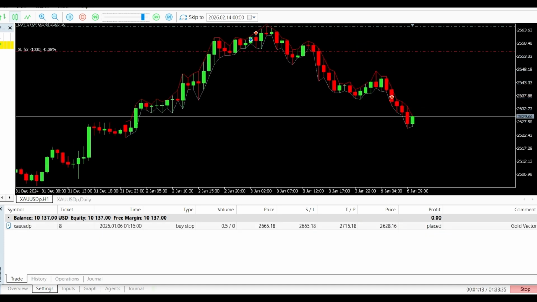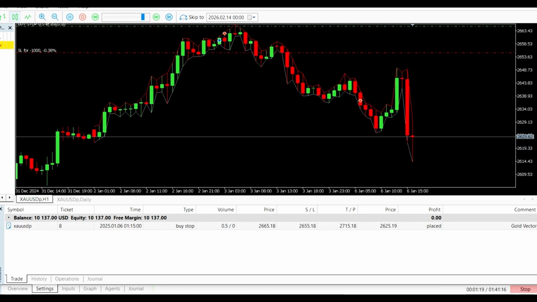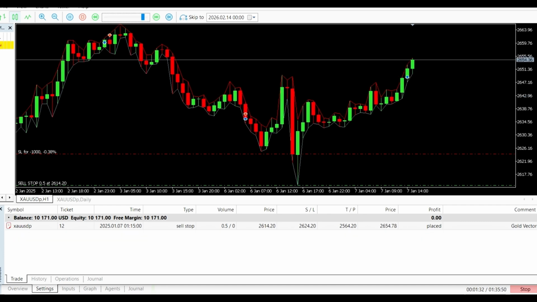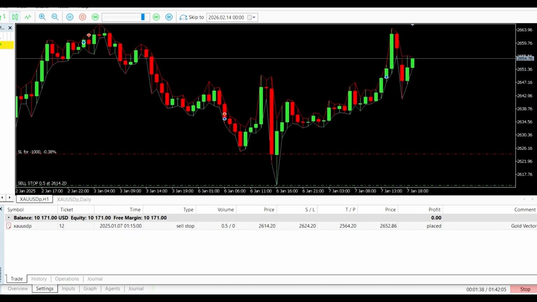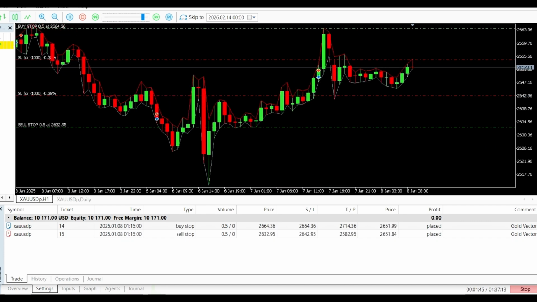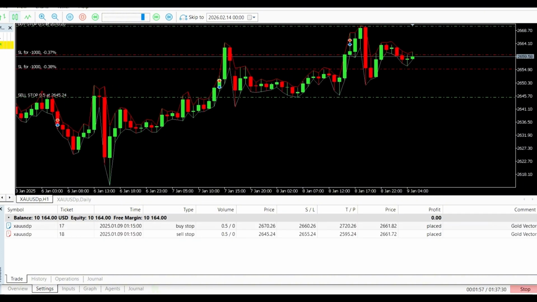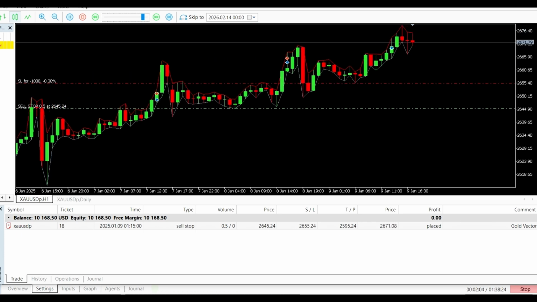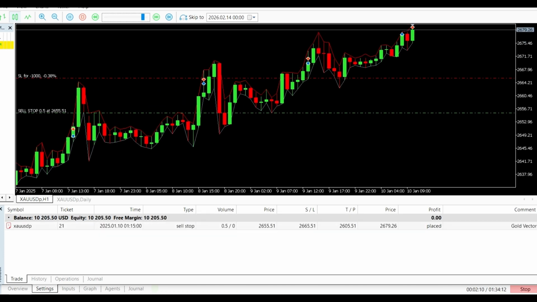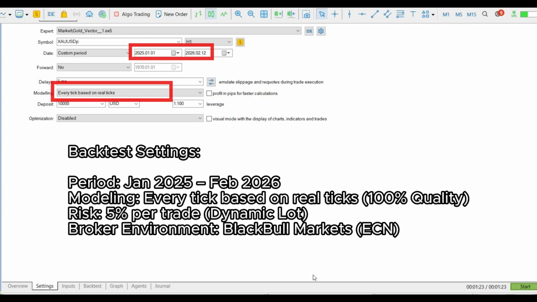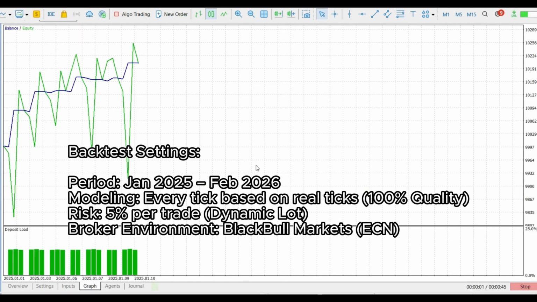The EA is designed to be fully automated and user-friendly. It features automatic lot sizing, which calculates the correct position size based on your chosen risk percentage. To ensure maximum safety, it includes a news filter to pause trading during high-impact economic events, a spread filter to prevent entries when market costs are too high, and drawdown protection to limit daily or total equity risk.